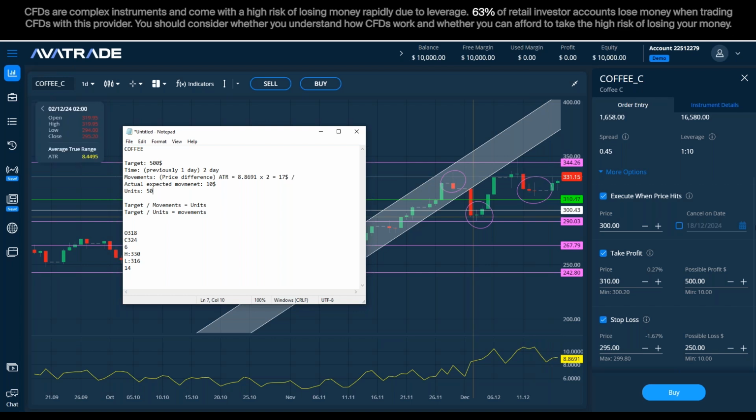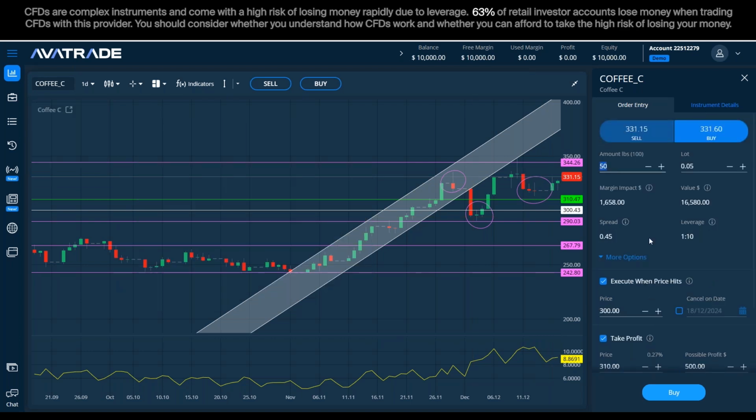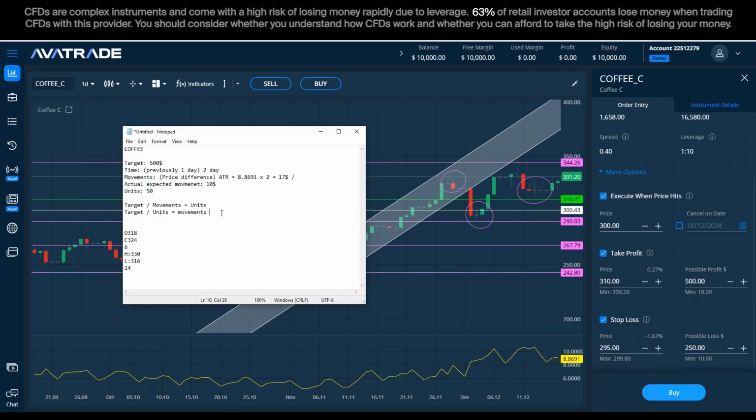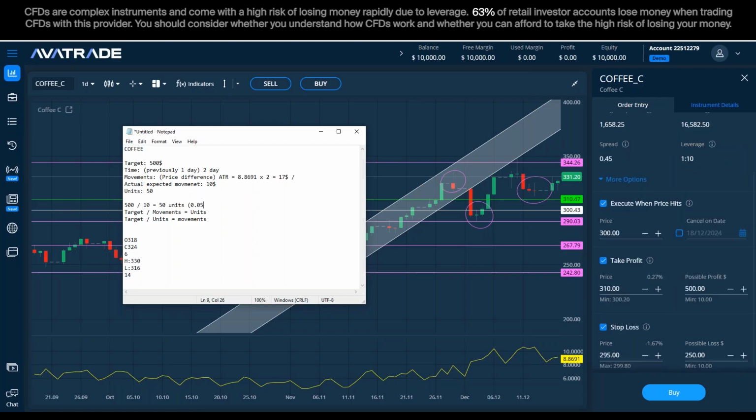As a result, we wanted to know how many units are necessary to get the 500 that we want with $10. By simply using the equation below, we figured that if we divide 500 by 10, we need 50 units. And in coffee, 0.05, since the lot size is 1,000.